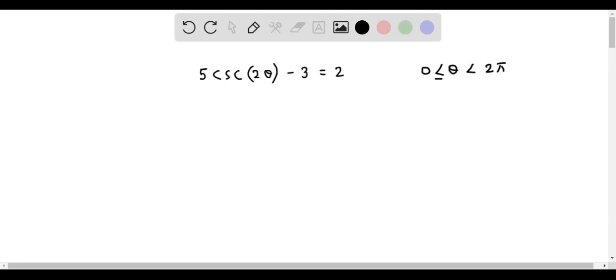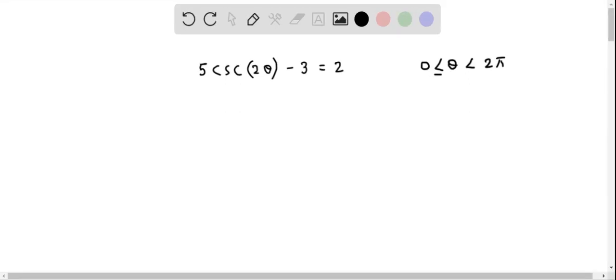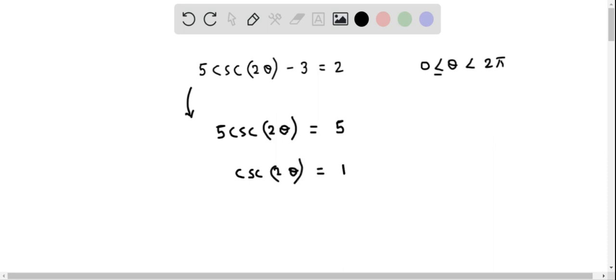We now solve this trigonometric equation, that is 5 cosecant of 2 theta minus 3 equals 2, and theta is greater than or equal to 0 and less than 2 pi. So first I'm going to add 3 to both sides. So I get 5 cosecant 2 theta, and this equals 2 plus 3 is 5. Now let me divide both sides by 5. So I get cosecant of 2 theta, and this equals 5 by 5 is 1.